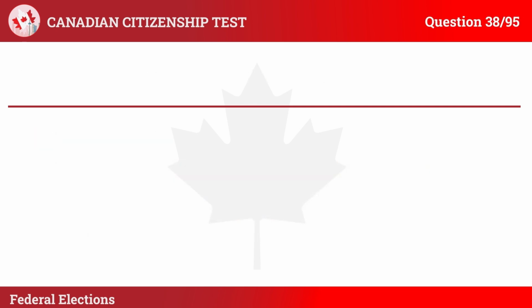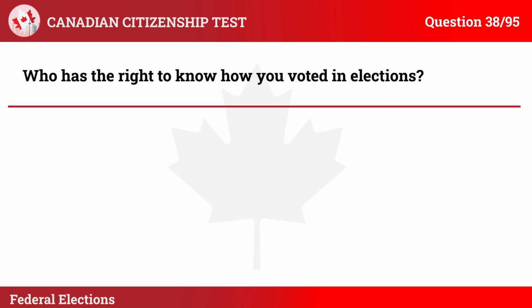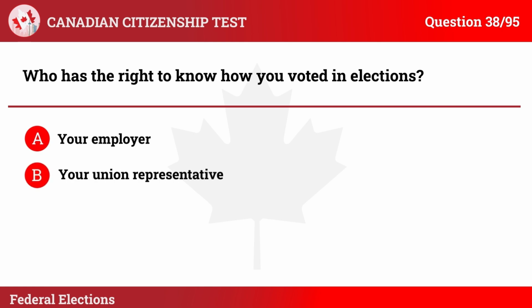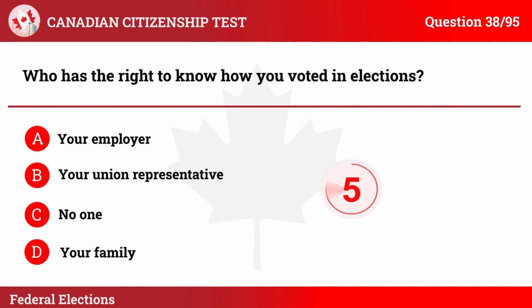Question 38. Who has the right to know how you voted in elections? A. Your employer. B. Your union representative. C. No one. D. Your family.